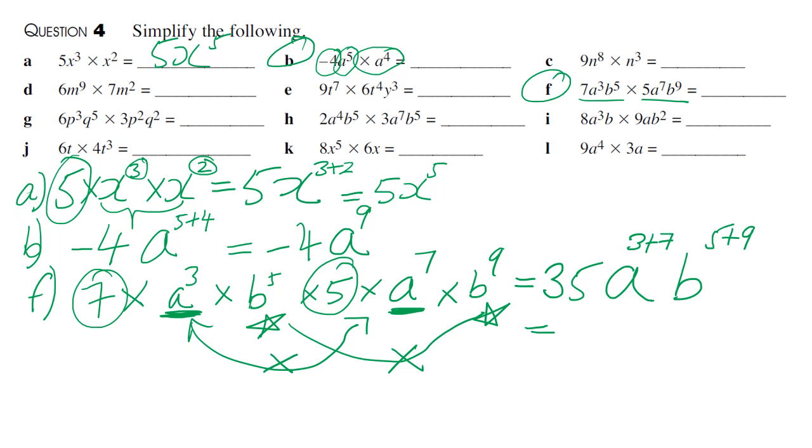Okay, so let's tidy this up a bit. 35 will just be 35. A to the power of 3 plus 7 will become a to the power of 10. B to the power of 5 plus 9 will become b to the power of 14. So your answer would be 35 a to the power of 10 b to the power of 14. Alright, you should be able to do the rest.